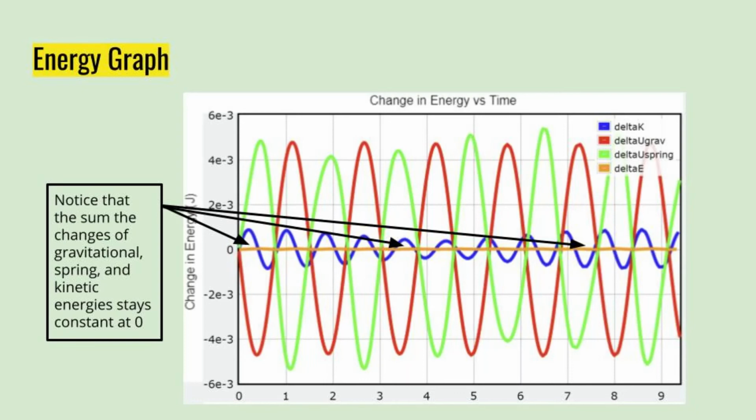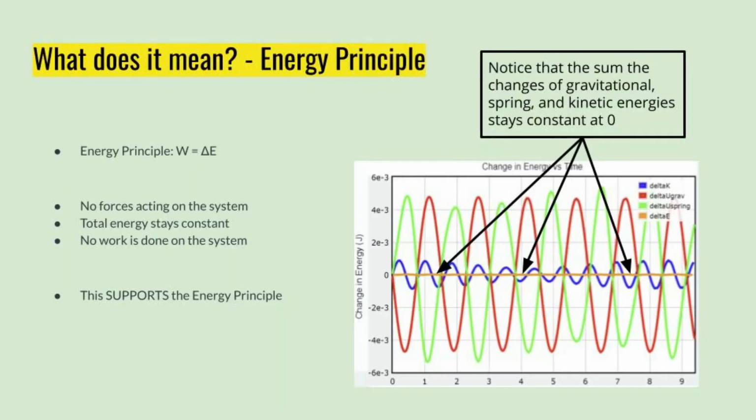data was recorded. As the object begins to move, gravitational and spring forces are converted to kinetic energy and back to potential energy. You can see that the changes in all three forces are oscillating, but they always add up to 0. This means that there is no change in the total energy of the system, and it stays constant throughout the entire time. Now it's time to talk about the energy principle in this experiment.